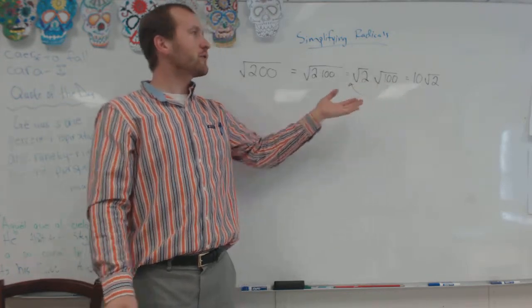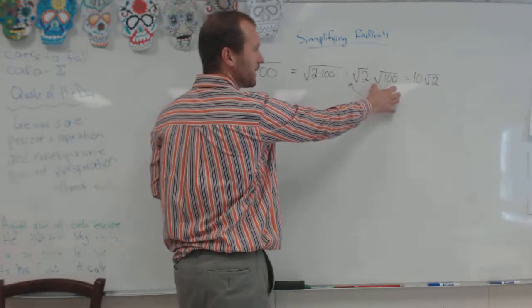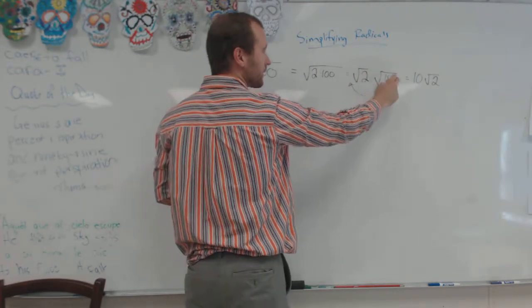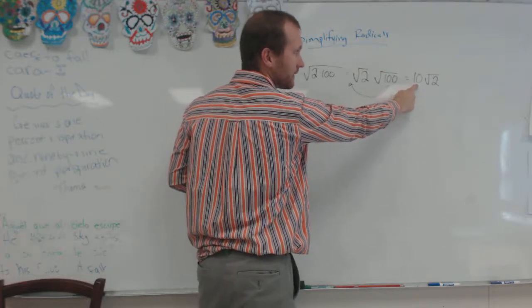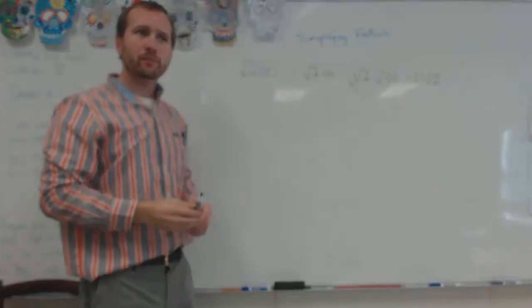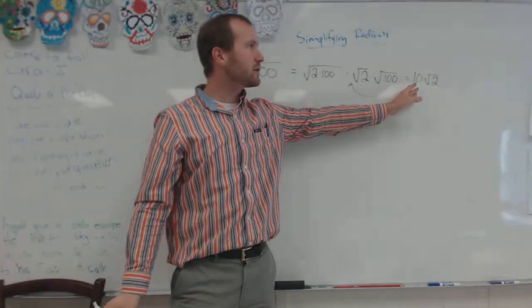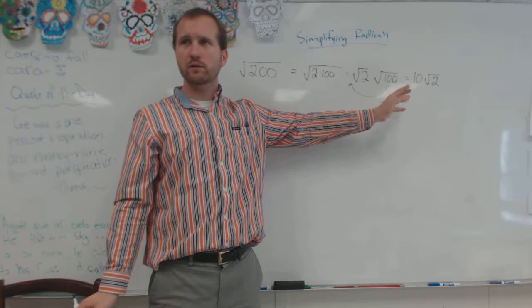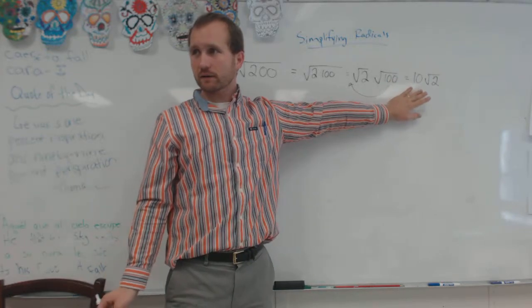Okay? So you just have to remember, I have my 100 under my square root, and then I take the square root of 100, leaving a 10 in front of my square root of 2. Okay? So it's not 100 square roots of 2, it's not the square root of 10 times the square root of 2. Those are not the same thing as this.